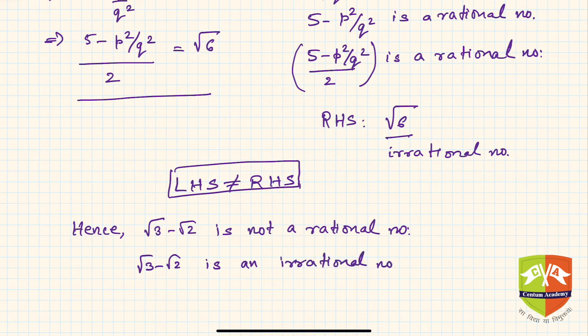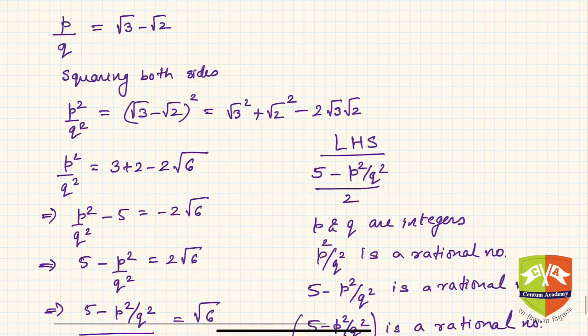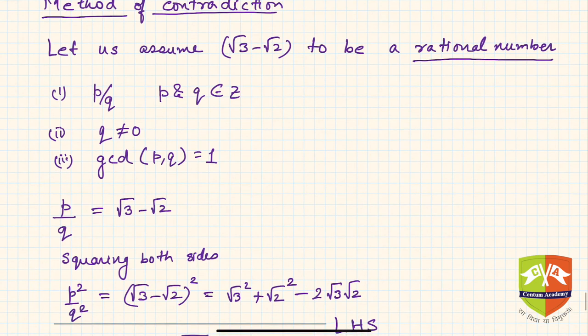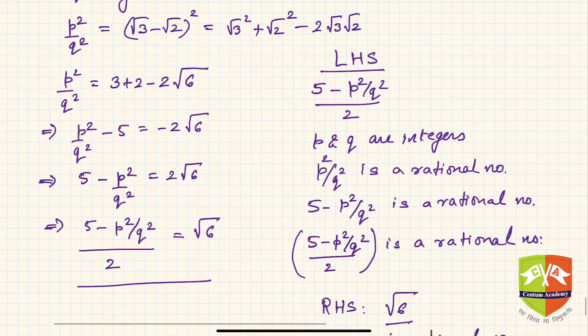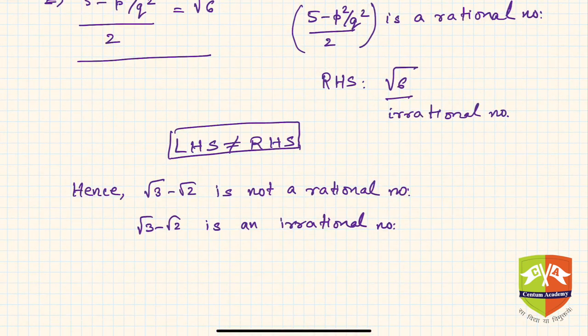Irrational number. Understood? So what did we learn in this process? Again, an example of the method of contradiction. We start with an assumption and eventually prove that it's not going to be true, and hence whatever we started with as an assertion was wrong, hence the other outcome will be true, right? So in this case, again, root 3 minus root 2 is an irrational number.